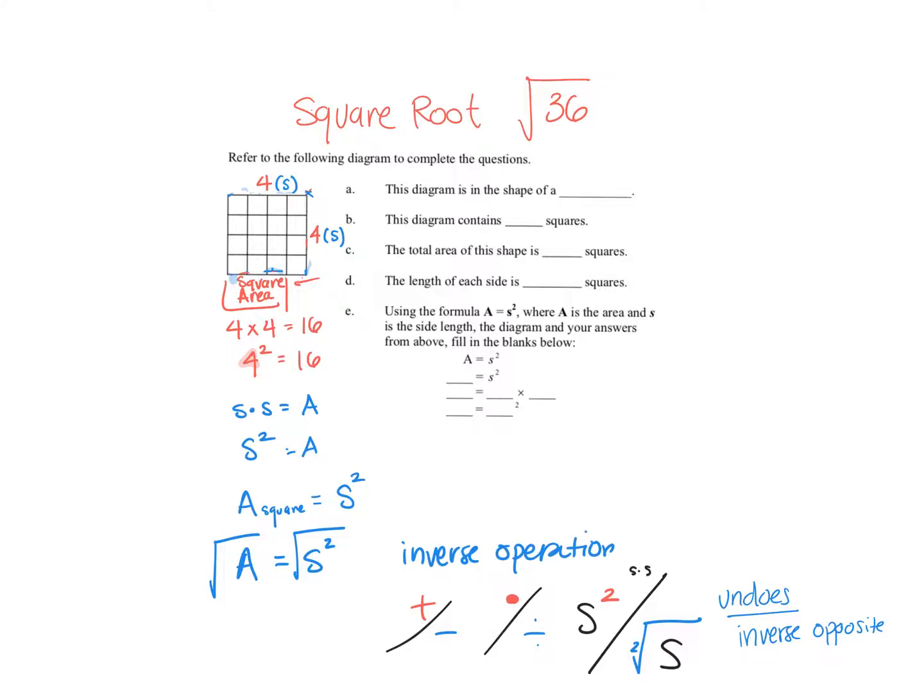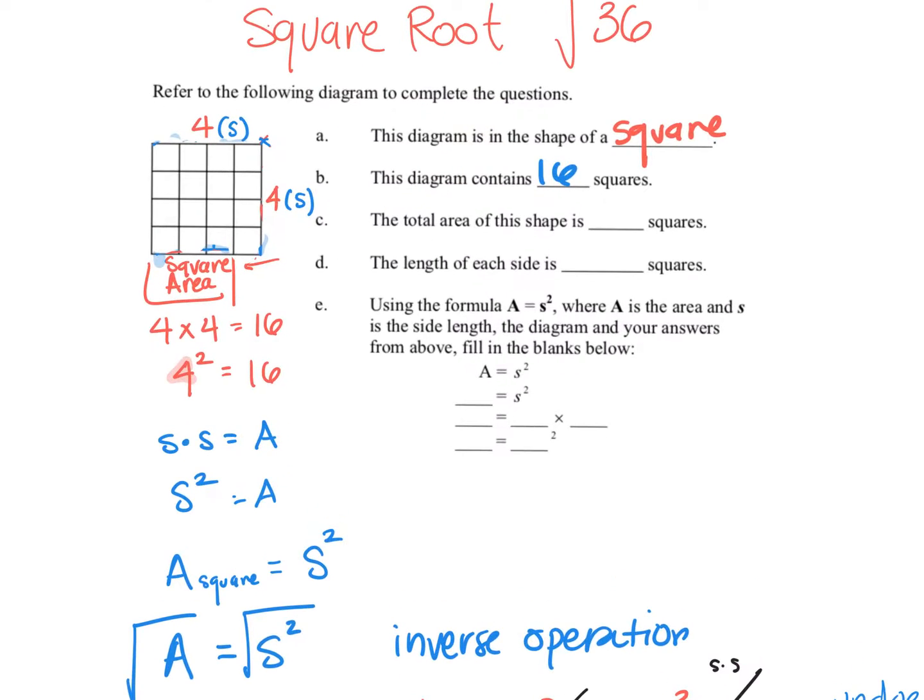So this diagram is in the shape of a square. This diagram contains how many squares? How much did we count? Didn't we count 16 squares? So then what's the total area? We got 16. So the total area, which would be 4 times 4, is 16 squares. And what is the length of each side? Well, that would be 4.